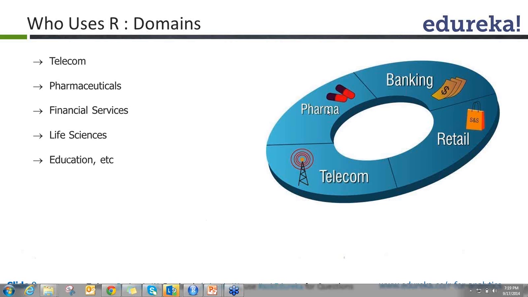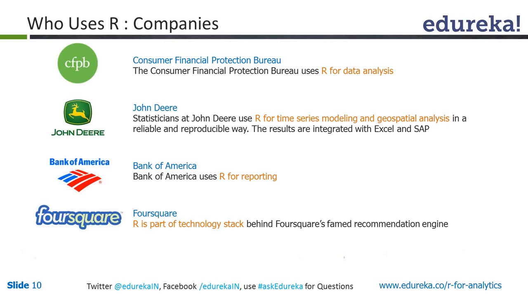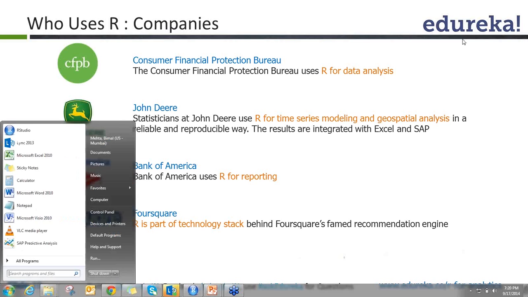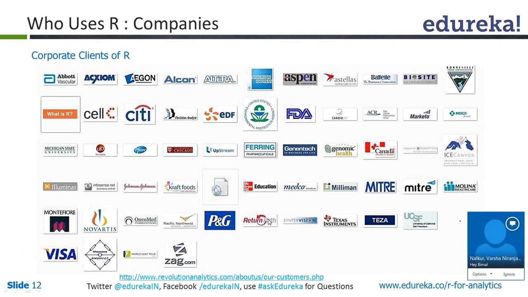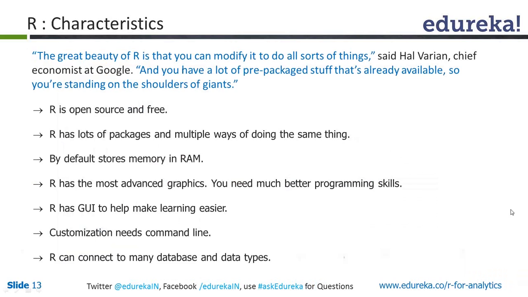It is also used in the education domain, like we are using it in Edureka. Right? So these are some of the companies that are using R. This is just a small snapshot of it. There are many more companies besides these. Facebook uses R a lot. Google uses R a lot. Apart from Facebook and Google, ANZ Bank uses R for credit risk analysis. Google uses it for economic activity that I told you about. Mozilla too uses R to visualize its web activity. So it shows how many people are using Firefox, how many people are using the extensions within Firefox, and lots of things. So that is where R comes into the picture.